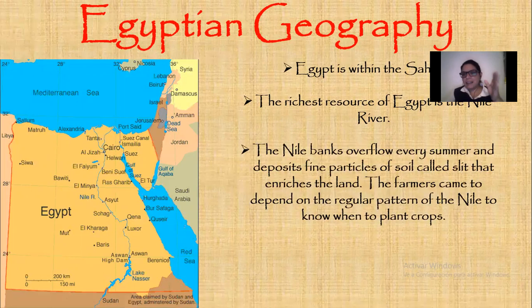The Nile banks, the parts that are side to side of the river, overflow every summer and deposit fine particles of soil called silt that enrich the land, making it more suitable for cropping. The farmers came to depend on the regular pattern of the Nile to know where to plant crops. So as you can see, the Nile River in Egypt is a vital thing, okay, for people.